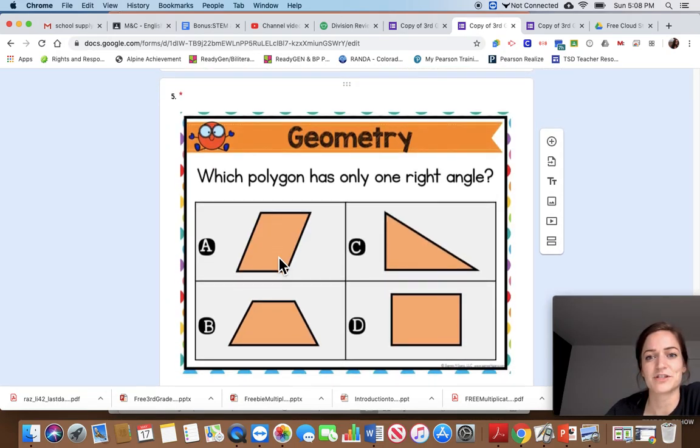All right, geometry, we just learned this one. Which polygon has only one right angle? So one right angle, if you remember what a right angle is, which one has only one right angle? Go ahead and write down your answer. Click play when you're ready to go.